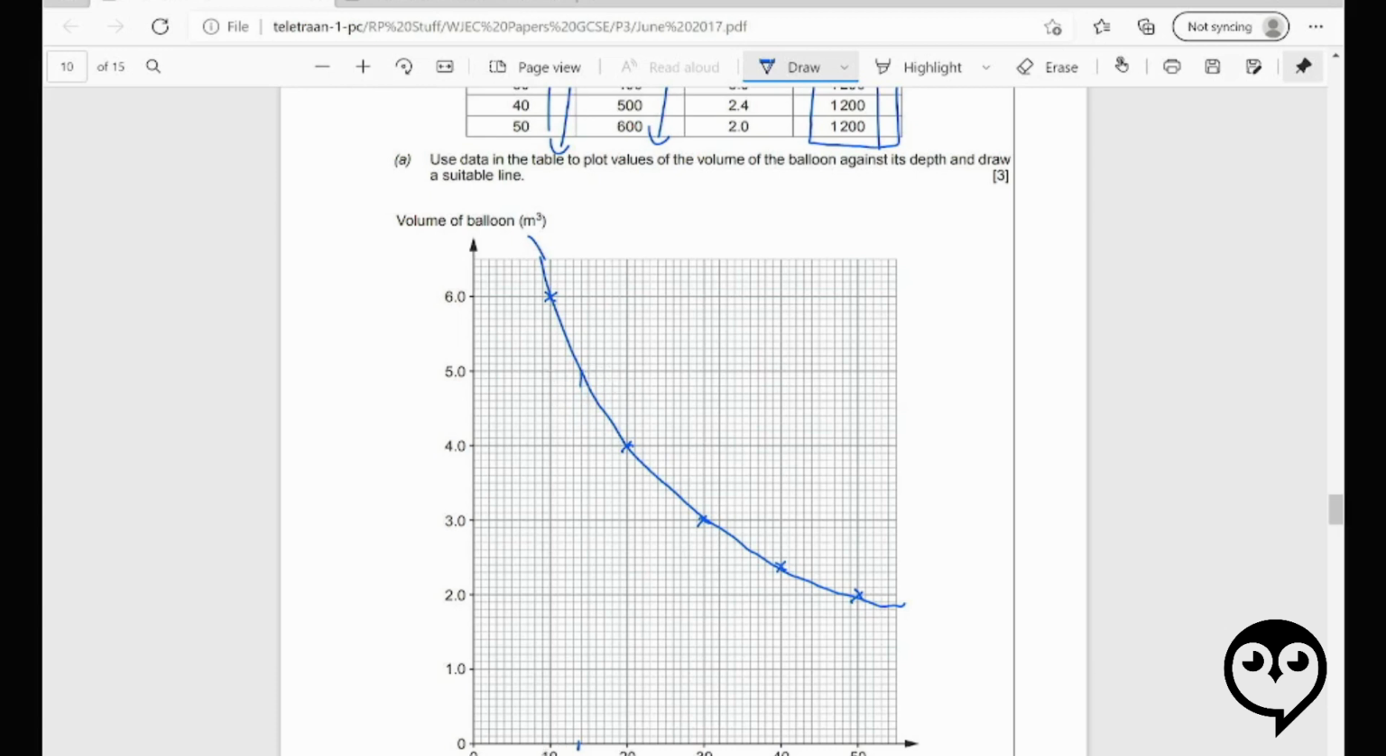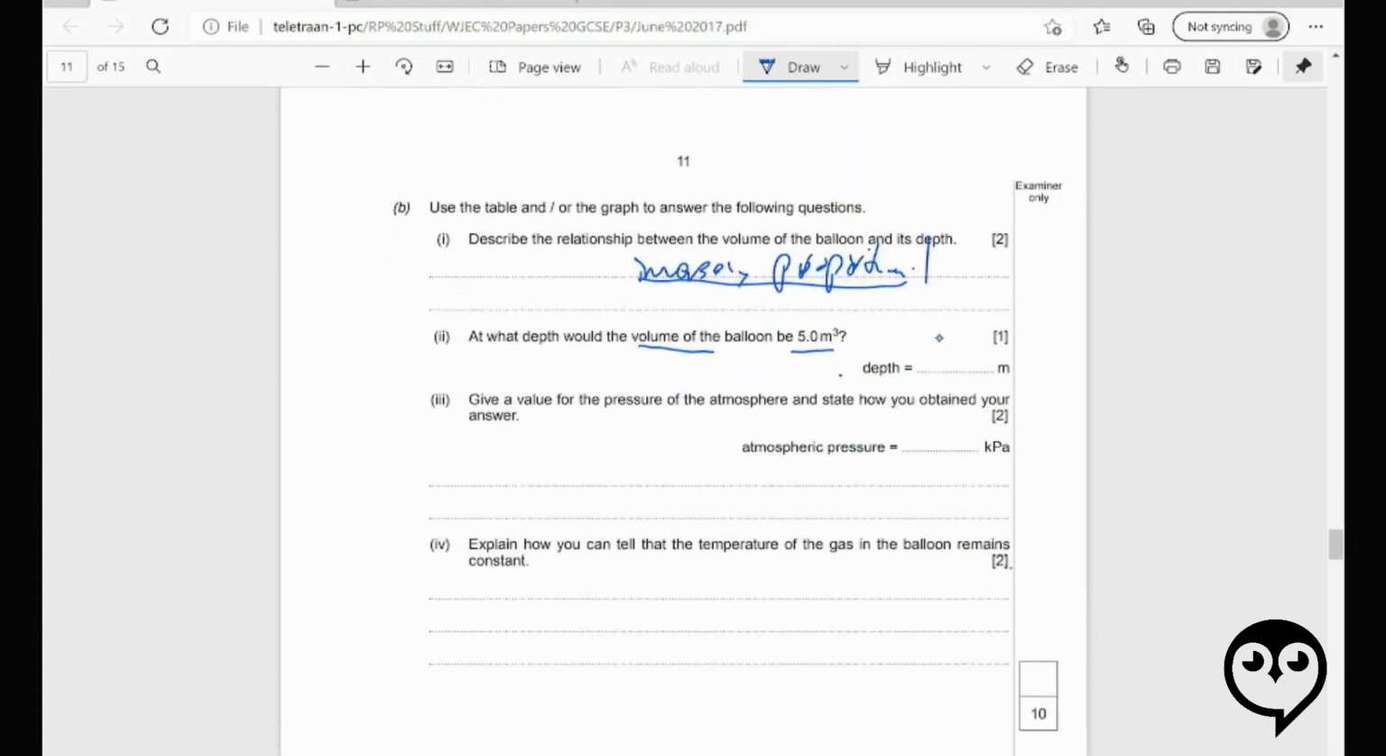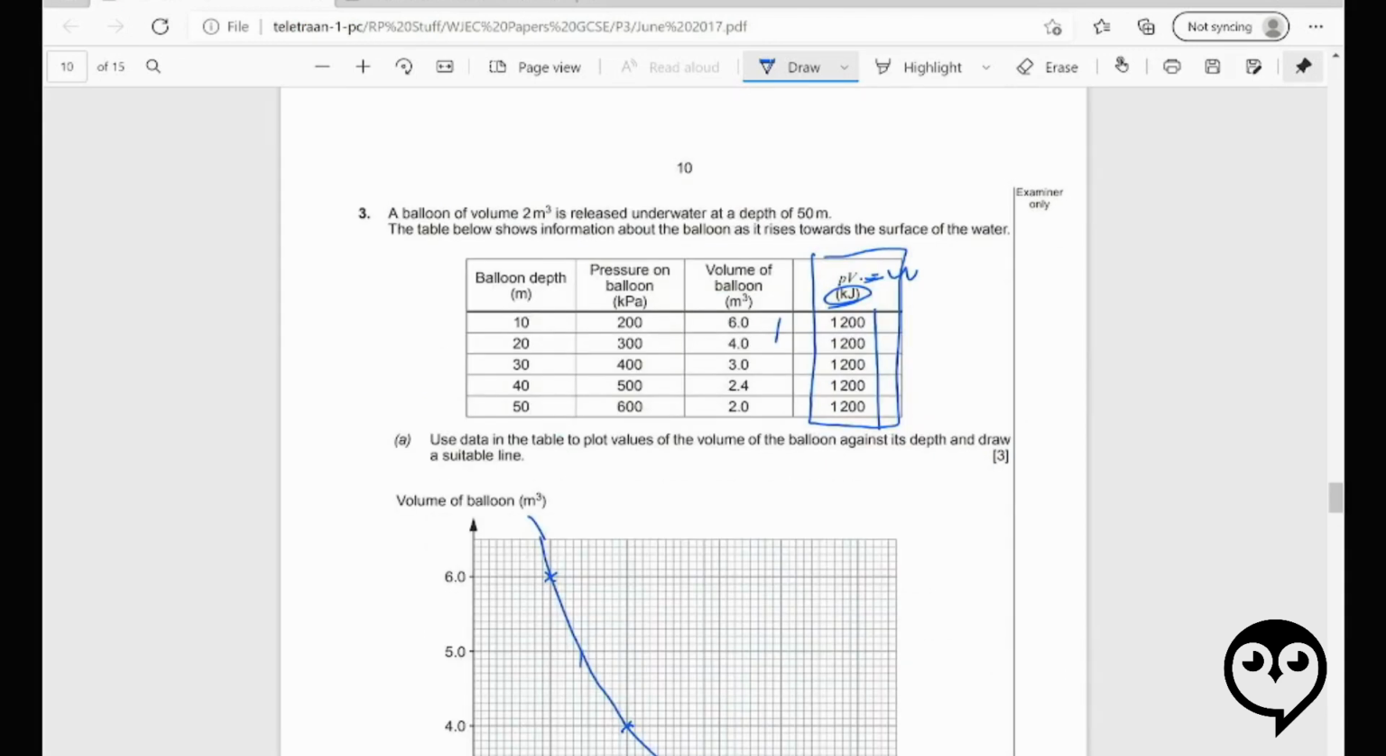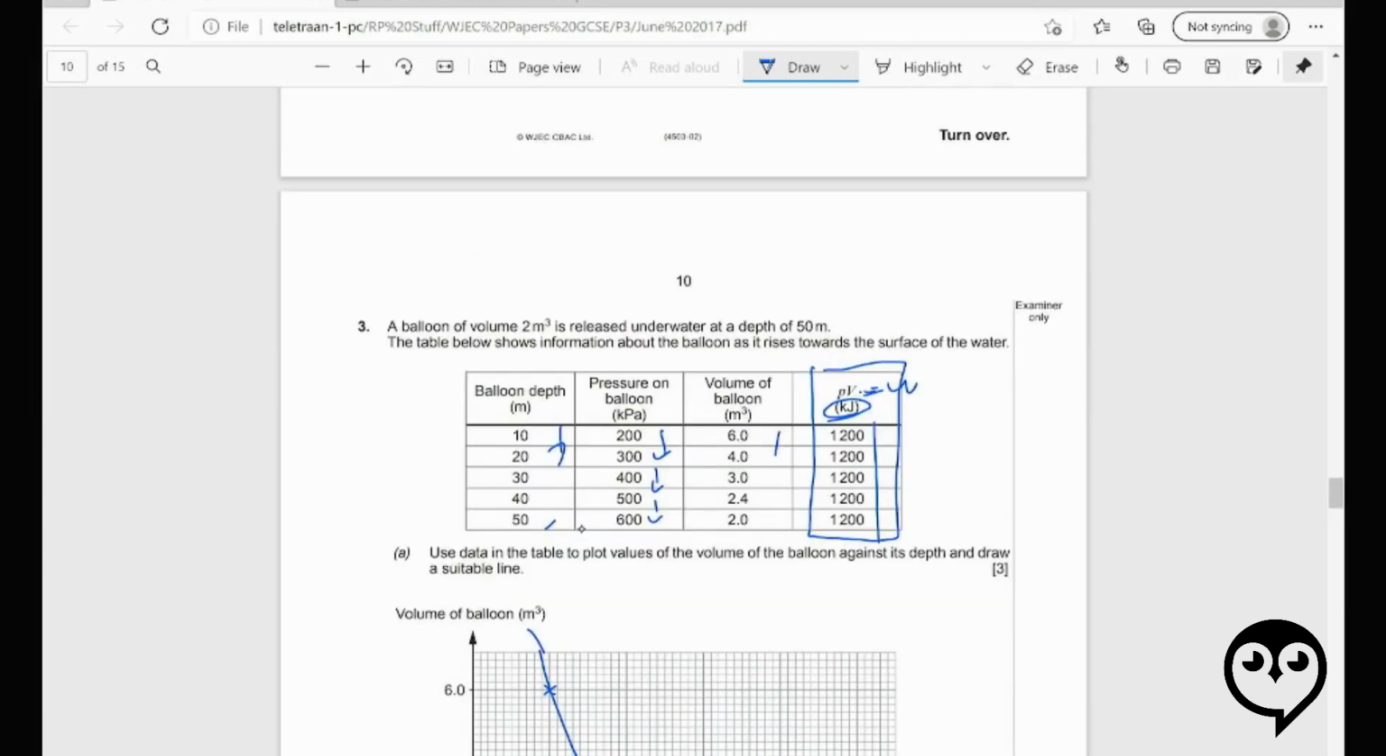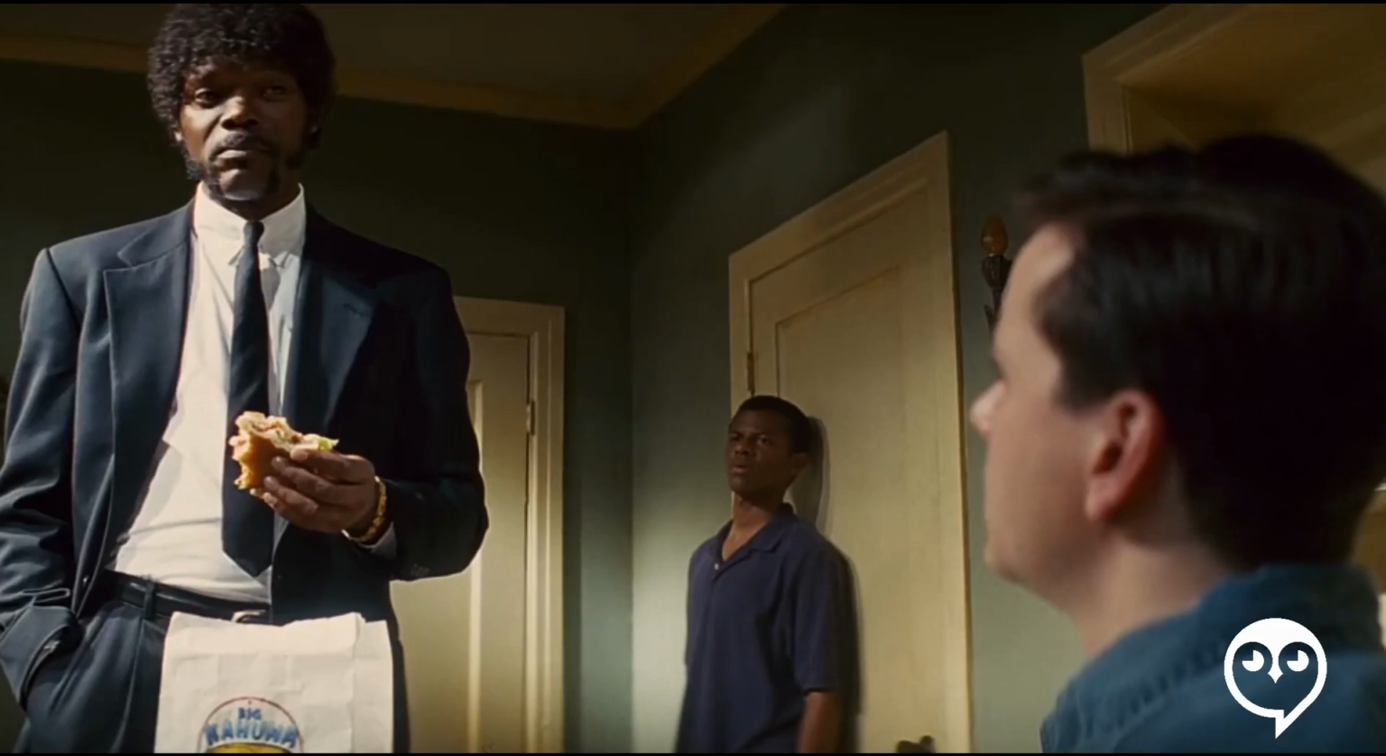And that's 10 to 20, so 4 squares is going to have to be 14 meters. Give a value for pressure of the atmosphere and state how you obtained your answer. Are they talking about for this depth? It seems to me it's going down 100 kilopascals for every 10 meters. Yeah, if it's going down 100 every time, and if I'm 10 meters below, if I go back up to 0, I suppose that's going to be 100 kilopascals.